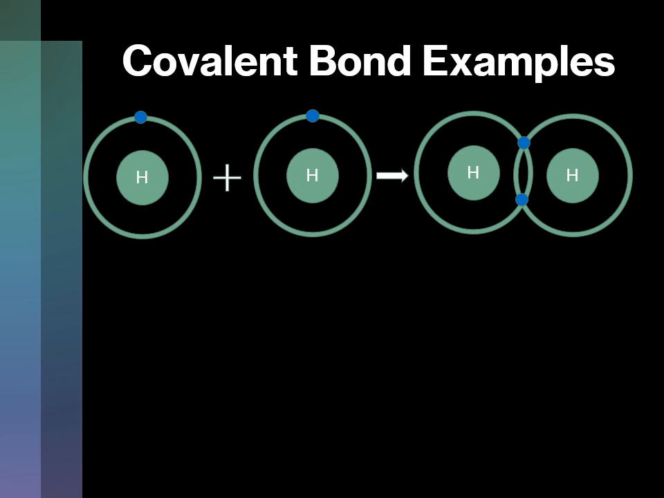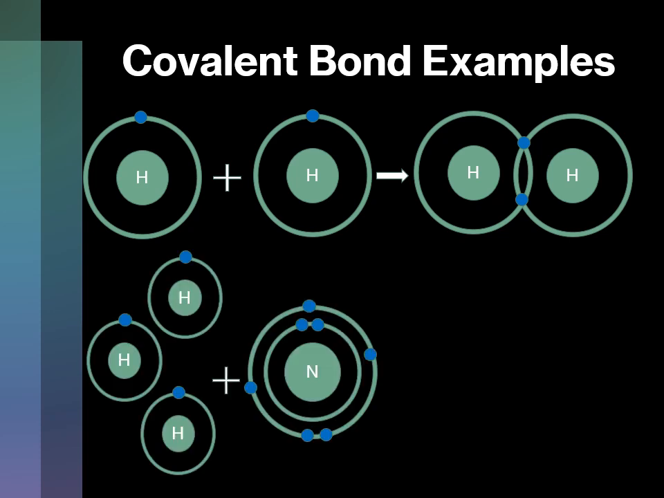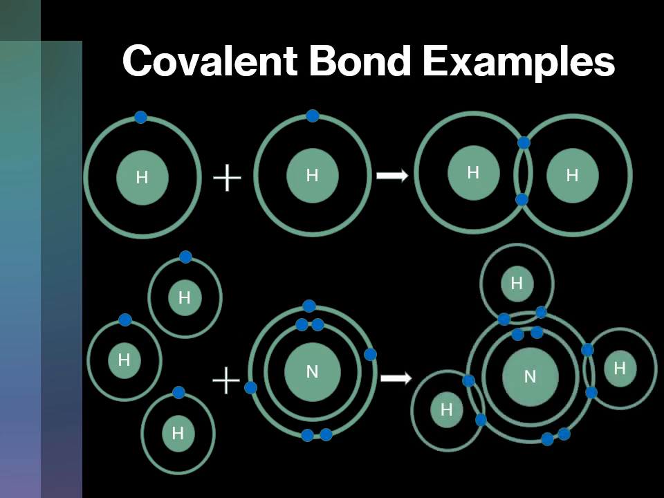Now, in our second example, we're going to consider bonding atoms of different types. In this case, hydrogen and nitrogen. Now, nitrogen has 5 electrons in its valence shell, so it needs 3 more for the shell to be full. Hydrogen only has 1, so we'll need 3 hydrogens to each share their single electron with the nitrogen.